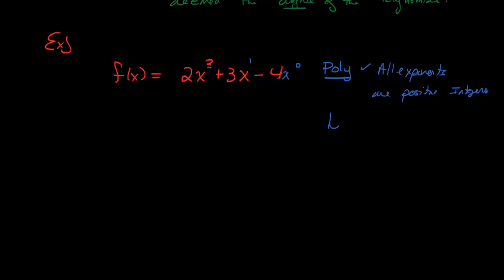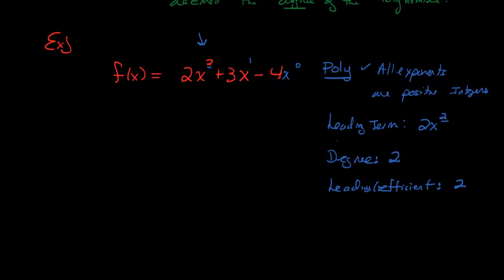We're going to say our leading term is going to be 2x squared. It's going to be the term that has the largest exponent, which then tells us our degree is the value of the largest exponent, which is 2. Our leading coefficient is a value of 2 as well, because that's the value that's attached to that leading term. So this guy is a polynomial.